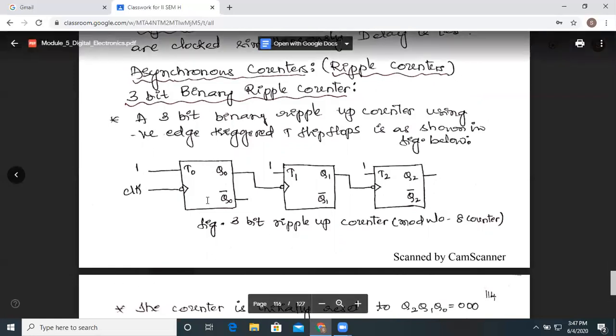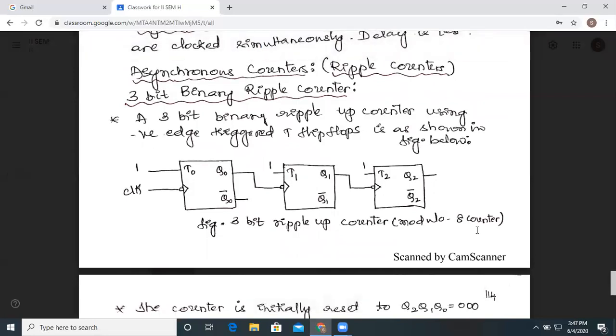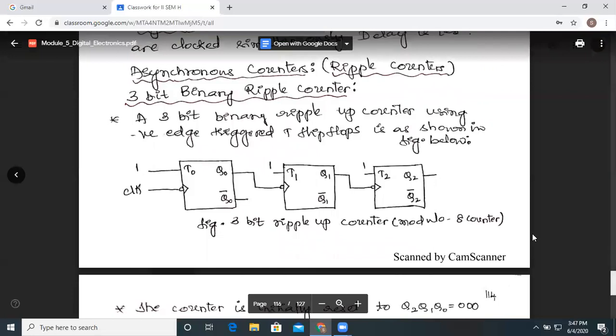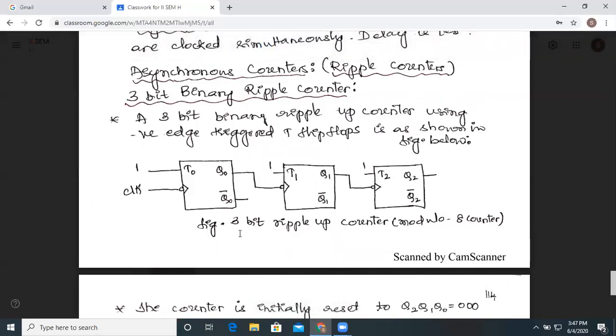The 3-bit ripple counter is also known as a modulo 8 counter, because with this we are going to get the 3 outputs, which are Q0, Q1 and Q2. With 3 bits, we could get 8 different combinations from 0 to 7. That's why it is called a modulo 8 counter. It is 3 bits that are used over here. For every bit we require one flip-flop, so in order to construct this one, we are using T flip-flops.